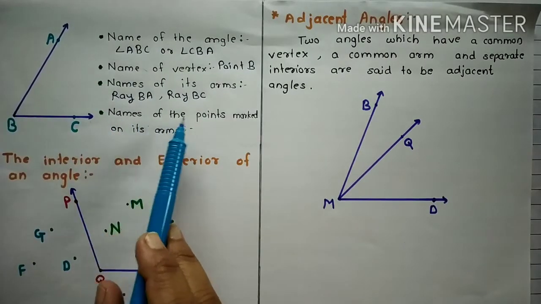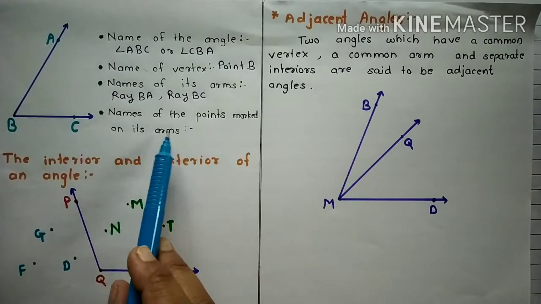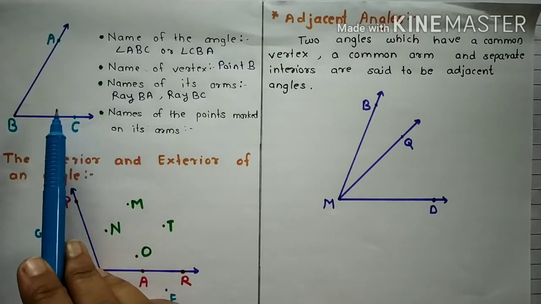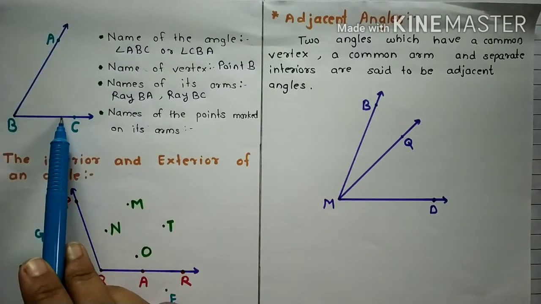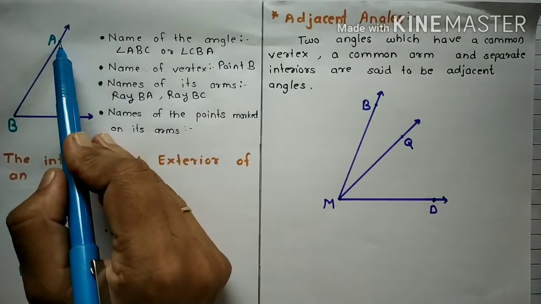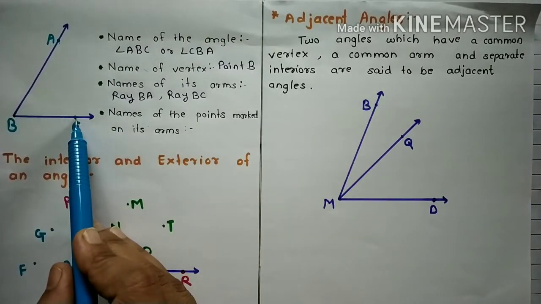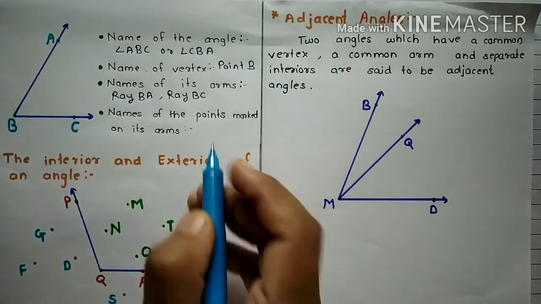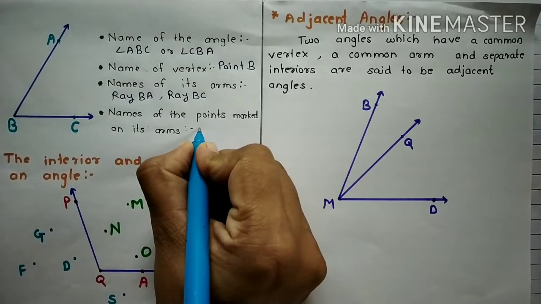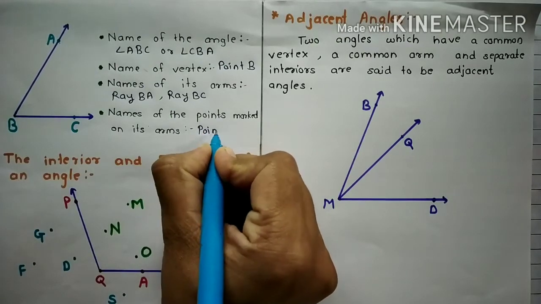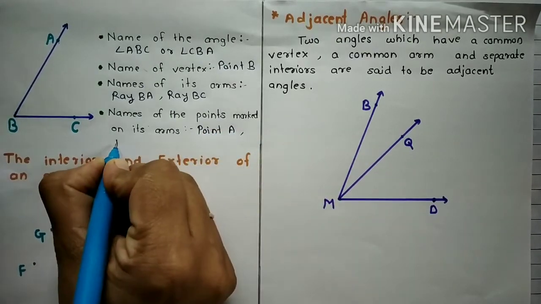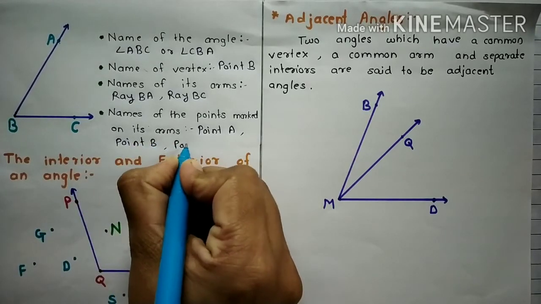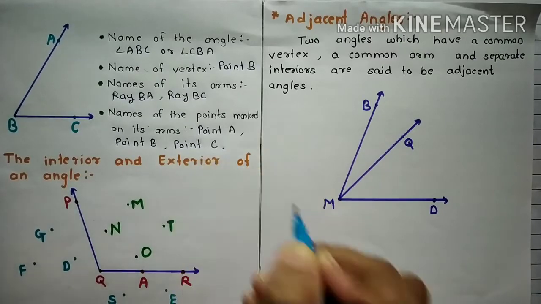Next is the names of the points marked on its arms. Ray BA and ray BC are the arms of this angle. See here, point A, point B and point C are the points which are on the arms. So here write down point A, point B and point C.